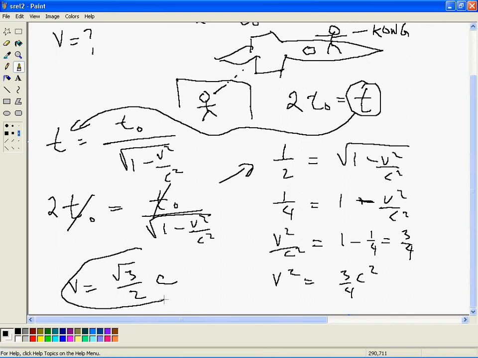And that is our final answer. And that's the end of this problem. So that's how fast the bomb's going.